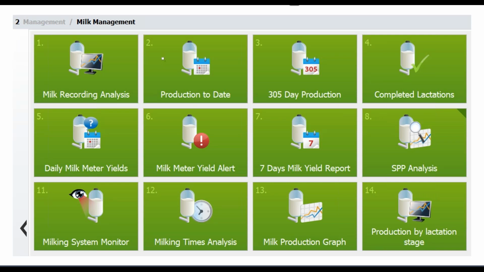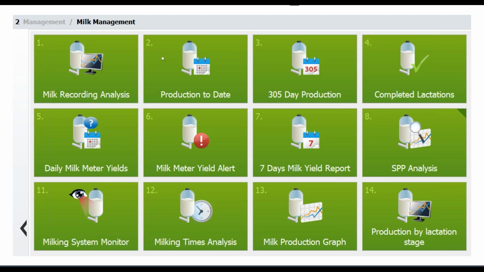So first step, with a milk-related question, you've got a huge variety of tools at your fingertips in your program that relate to different milk parameters. Just to overview quickly, the milk recording analysis is the place where you find your DHI milk test data. Milk production to date is current lactation production per cow. 305 production is completed 305 records. And then you've got the completed lactation. Those are all individual animal, where-are-they-at items to find that list.